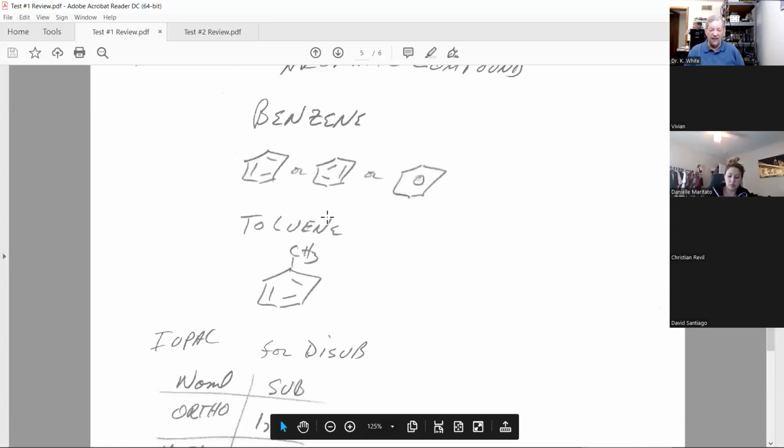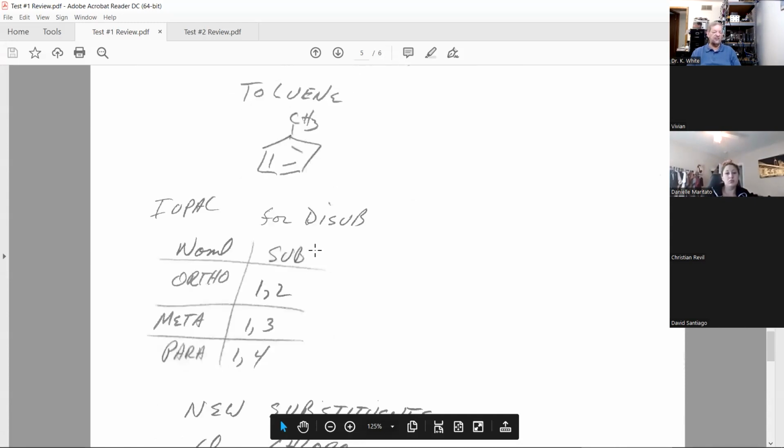Now, by the way, with benzene, IUPAC took the common name and made it the IUPAC name because that name has been around for centuries and they weren't going to change organic chemists. Same thing with the next one. When you have a methyl group on a benzene ring, it's not called methylbenzene. It's called toluene. And that's how you do it.